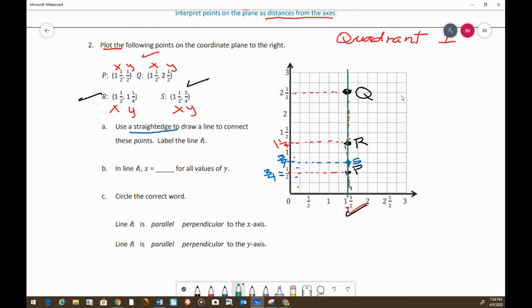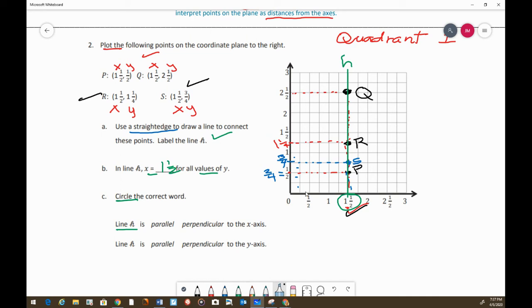Now let's look at this. This is what they call line H. It says, in line H, x equals blank for all values of y. So how much is x? Well, we know x is 1 1/2 for all the other values of y, which are different. Now it says circle the correct word: the line H is parallel or perpendicular to the x-axis.